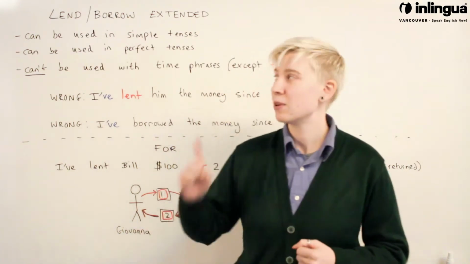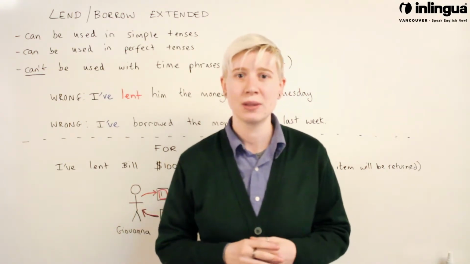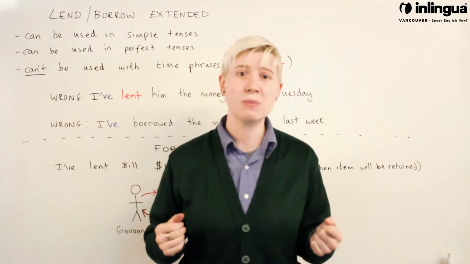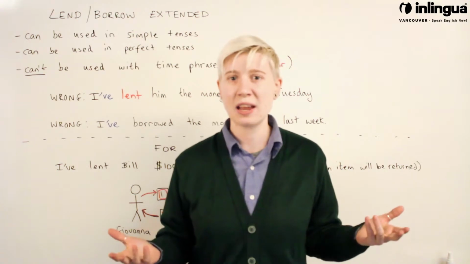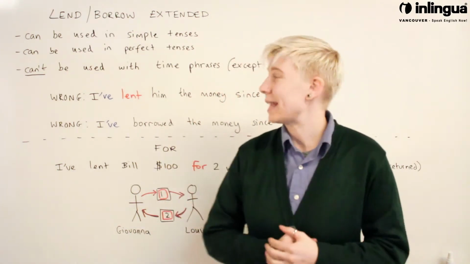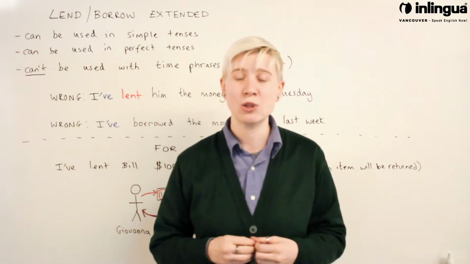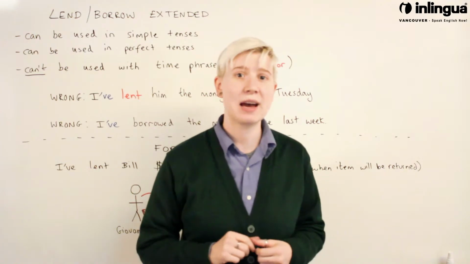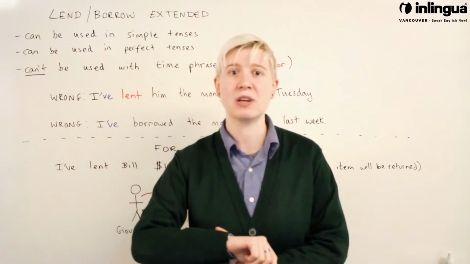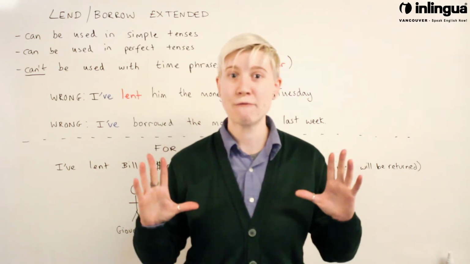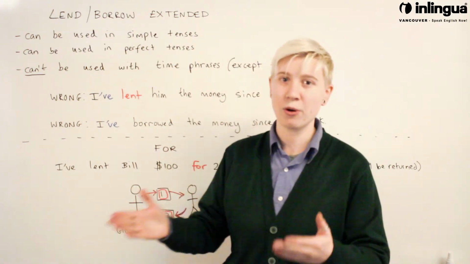So, rule number 1, borrow and lend can be used in the simple tenses, no problem. Okay? I borrowed it, he lent it to me, past simple, present simple. I borrow money from the school to study, present simple, no problem. It can be used in perfect tenses. So present perfect, past perfect, we can use borrow and lend, but we have to be very careful. I'll tell you why. Because borrow and lend cannot be used with time phrases except for. There's one exception. We can use for as a time phrase with borrow and lend.